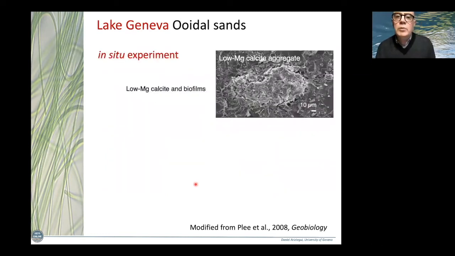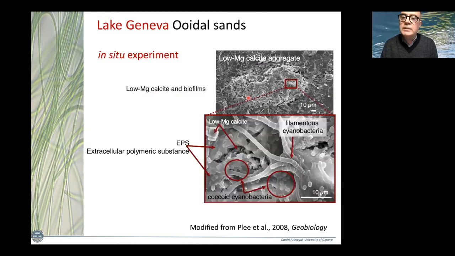So if we go back to our experiment and we look in detail at the low magnesium calcite and biofilms, here, this is the aggregate. It looks a little bit ugly at this scale, but if we look in detail, what we find there is this beautiful spaghetti-like structure, to go with the title of the talk, that are the filaments of the cyanobacteria, and also some coccoid cyanobacteria, and some crystals of low magnesium calcite.